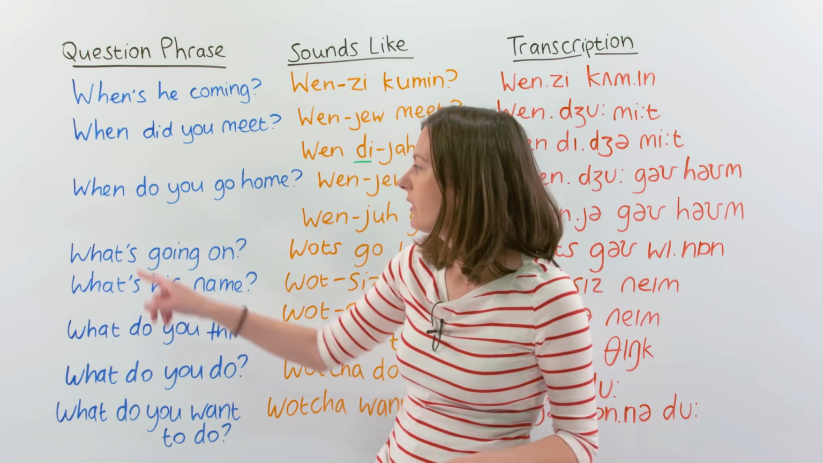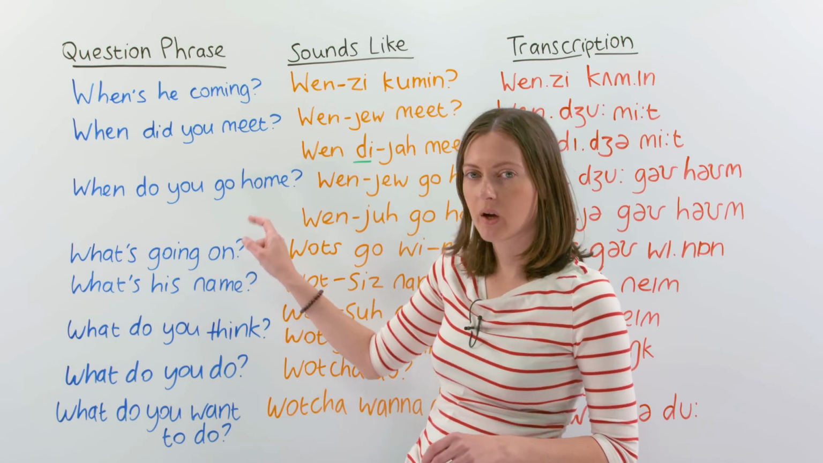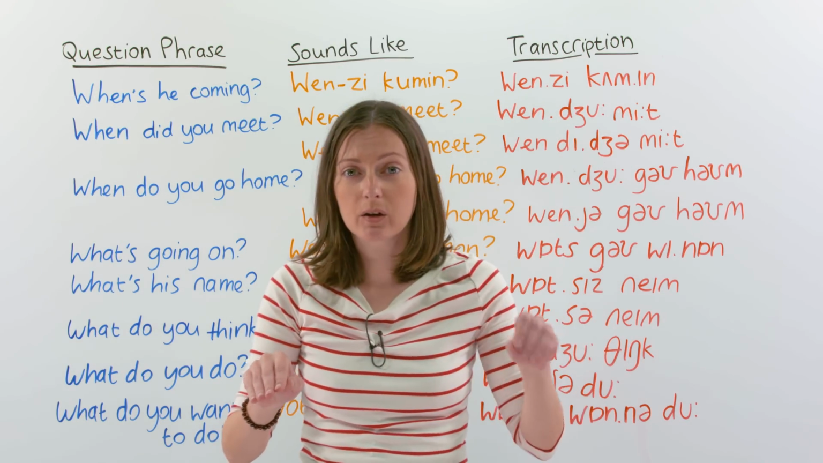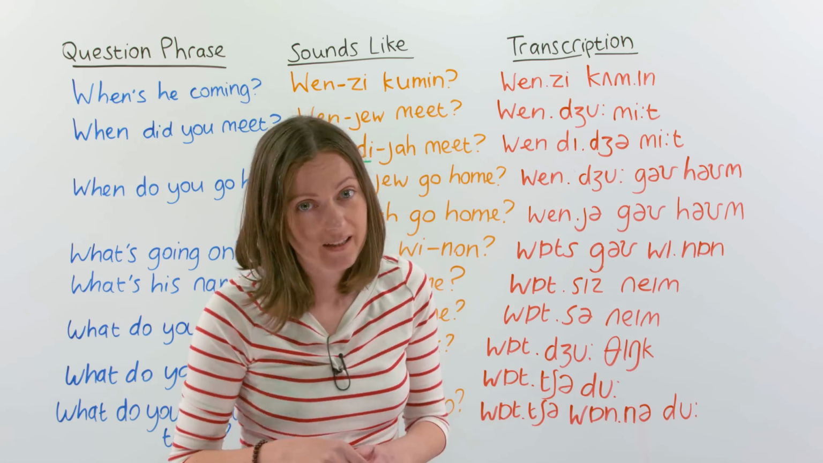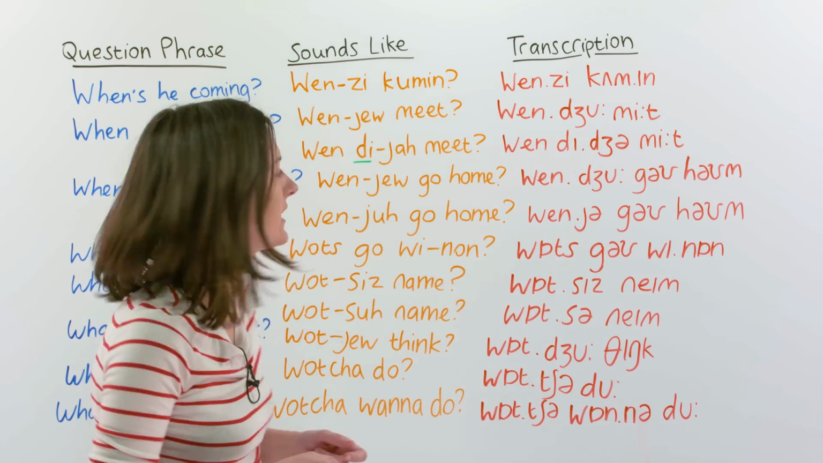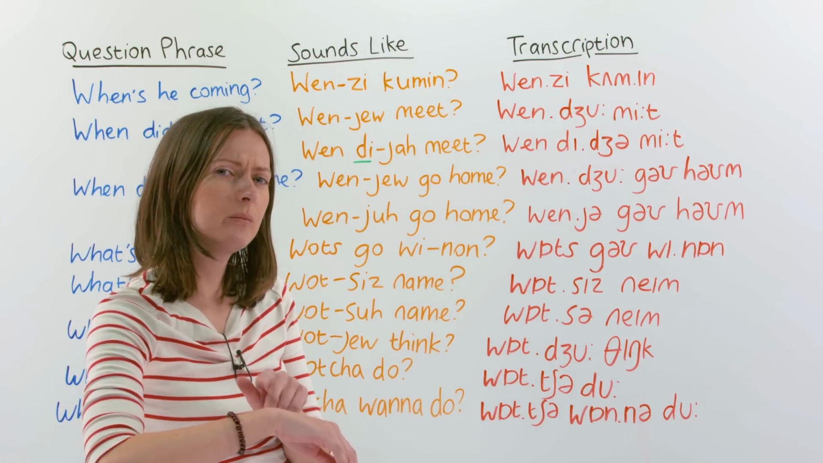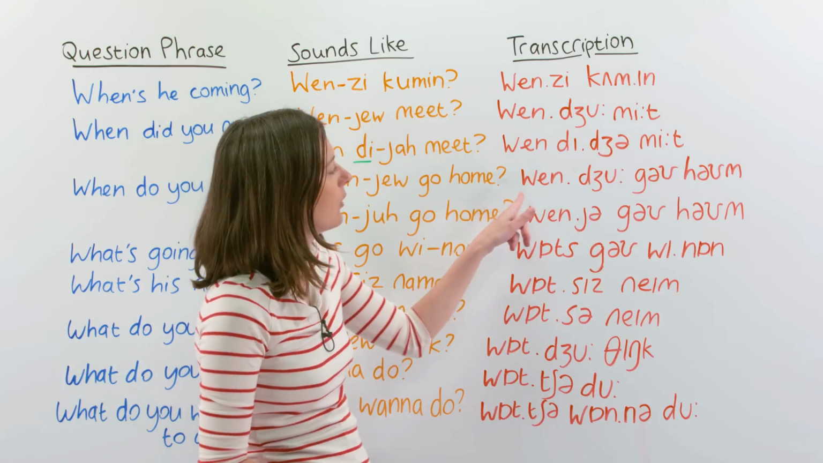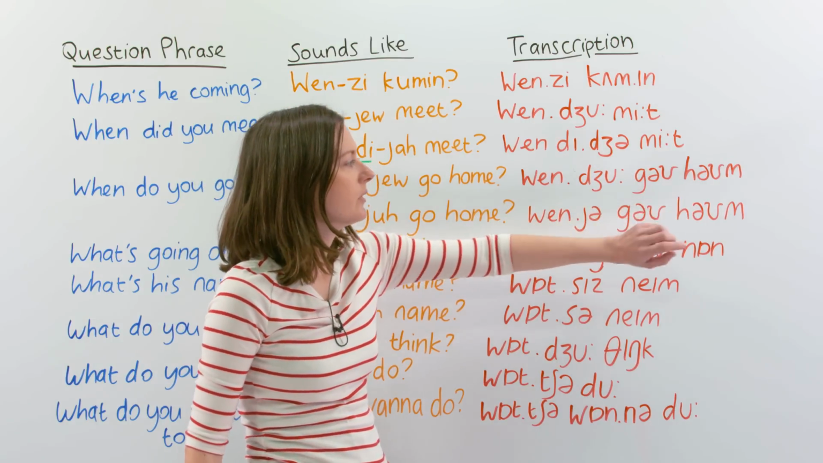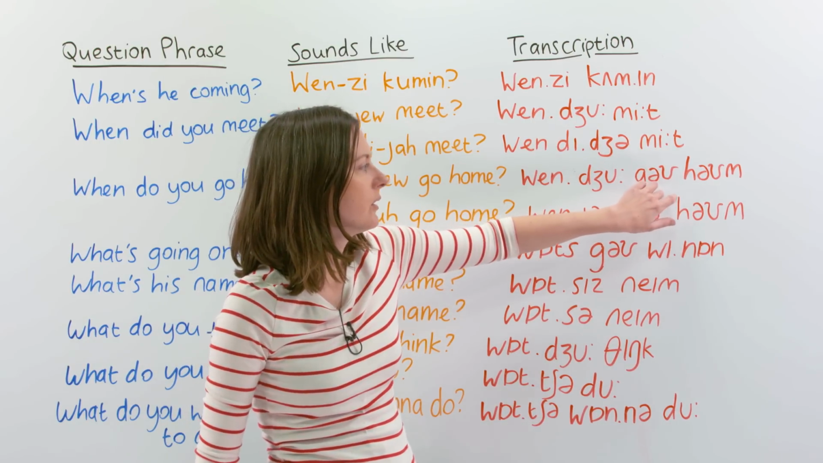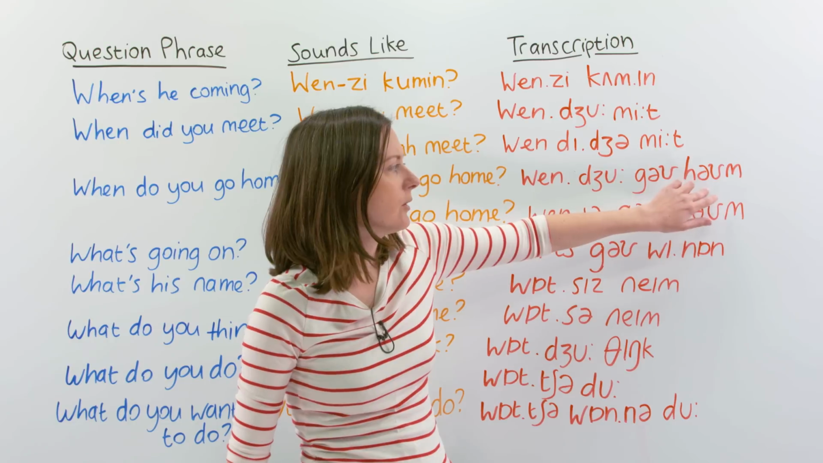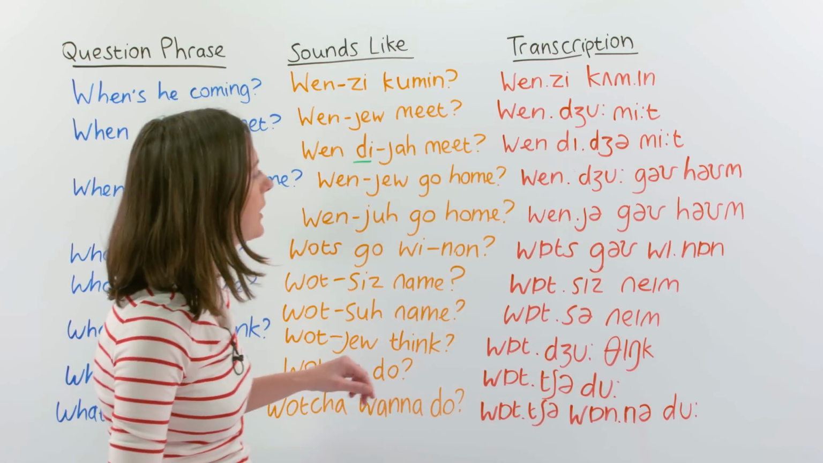Next example. When do you go home? I'm speaking slowly like a robot, so let's speed it up. When do you go home? What time? When do you go home? Diphthong. Oh, home. Oh, home. When do you go home?